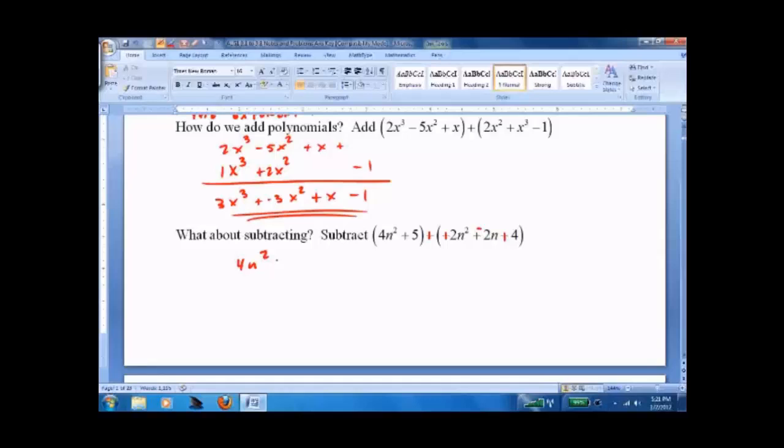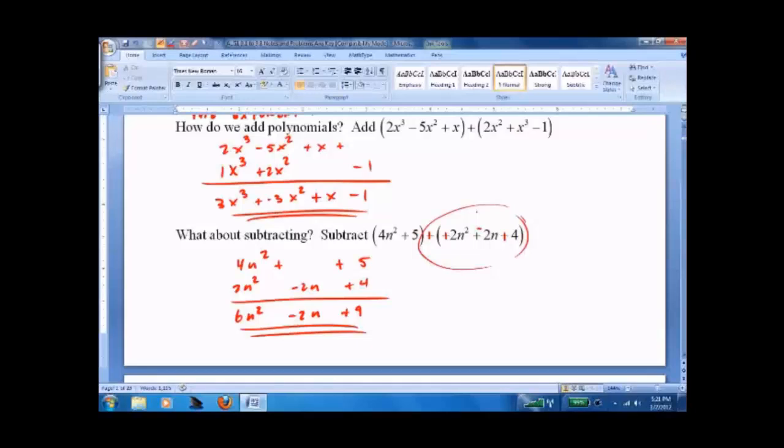4n squared plus, should be n to the first, but there's none there, plus 5, 2n squared minus 2n plus 4. Add them down, 6n squared minus 2n plus 9. So subtraction, I always do this first. A lot of people think they can just subtract. Remember, you will forget. Most common mistake made when you go to add or subtract polynomials.